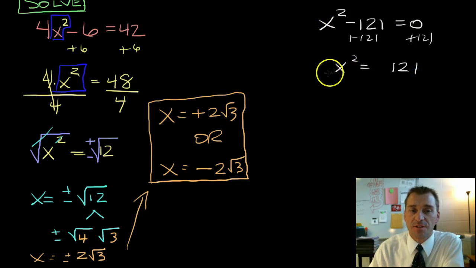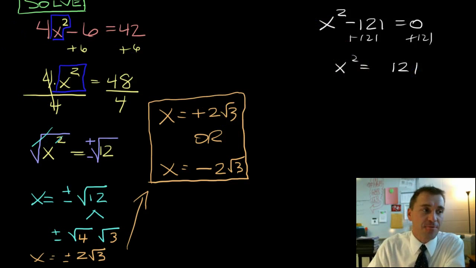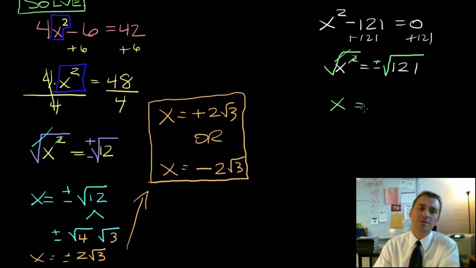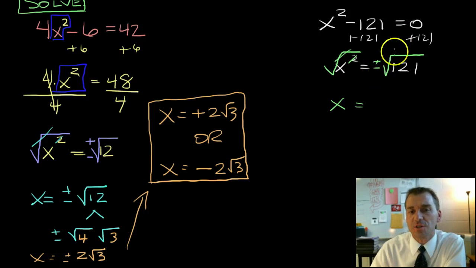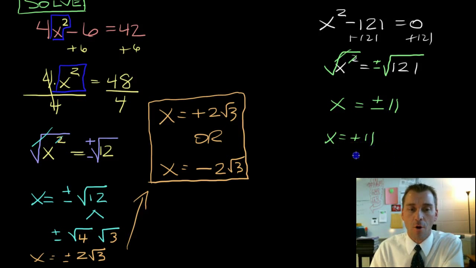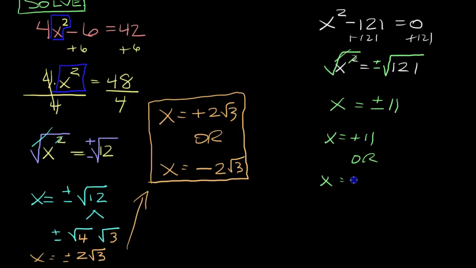Step 2, now that this thing is isolated, I need to free that x by square rooting it. I do plus or minus because I'm square rooting both sides. That's right. So the square and the square root cancel out, so I'm left with x. Yay, it's free to do what I want any old time. So then I do plus or minus the square root of 121. Oh wait, 121 is a perfect square. So it's plus or minus 11. So my answer is x equals positive 11, or my answer is negative 11.